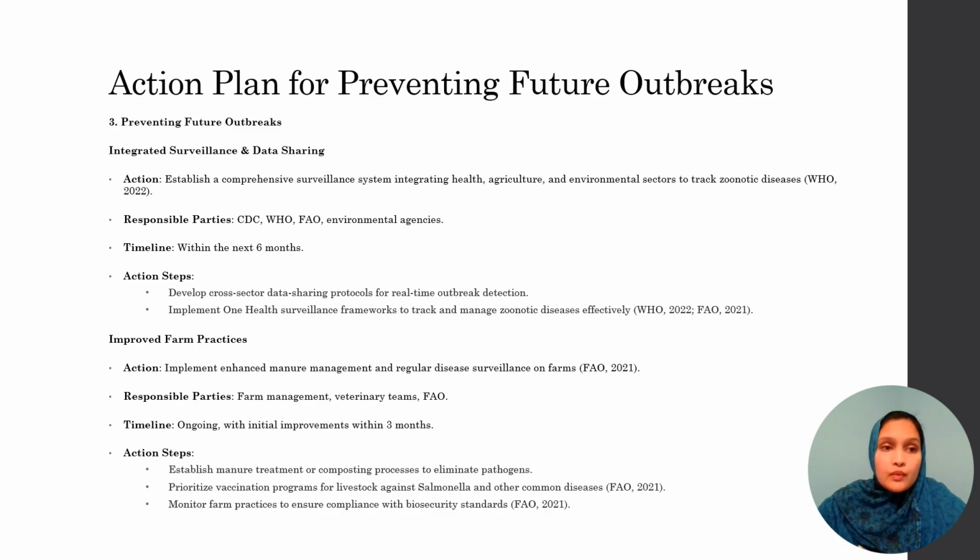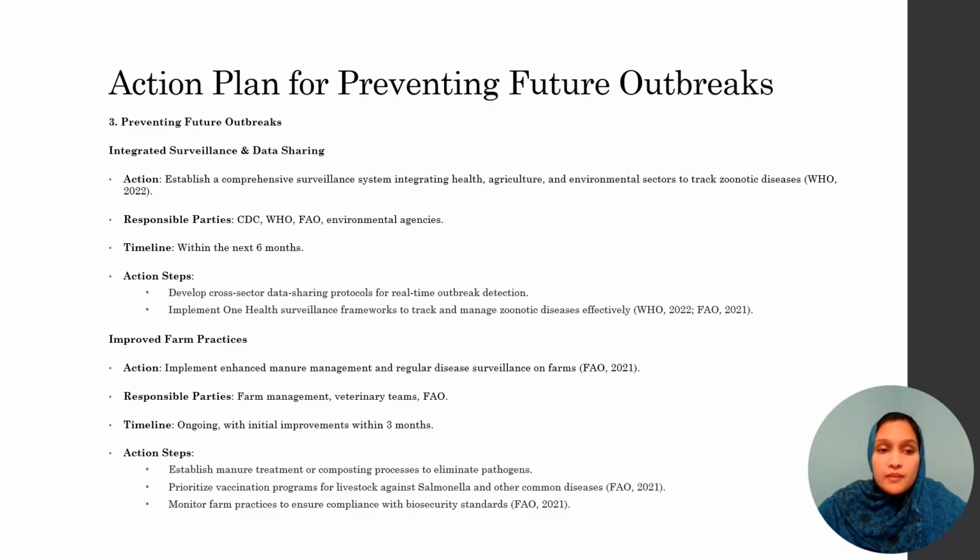So firstly, we integrate surveillance and data sharing. Establish a comprehensive surveillance system integrating health, agriculture, and environmental sectors to track zoonotic diseases. Responsible parties are the CDC, WHO, FAO, and environmental agencies, and this would span the next 6 months. Actions include developing cross-sector data sharing protocols for real-time outbreak detection, and implementing a One Health surveillance framework to track and manage zoonotic diseases effectively. Next, we have improved farm practices.